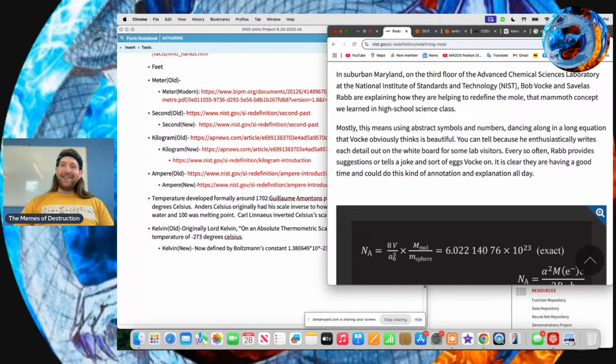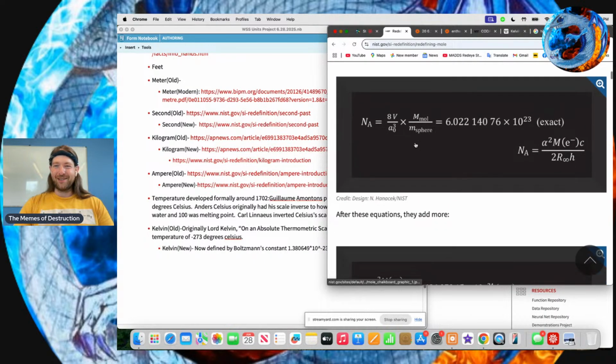So mostly this means using abstract symbols and numbers dancing along in a long equation that Vok obviously thinks is beautiful. You can tell because he enthusiastically writes each detail out on the whiteboard for some lab visitors. Every so often, Rab provides suggestions or tells a joke and sort of eggs Vok on. It's clear they're having a good time and could do this kind of annotation and explanation all day. Hey, at least they like their jobs. Power to them.